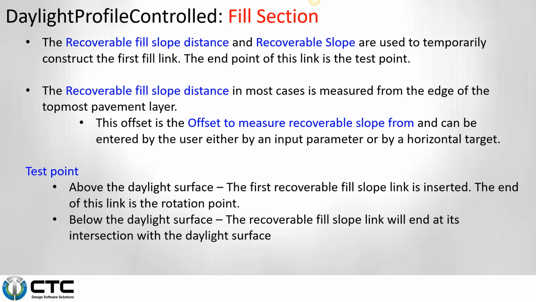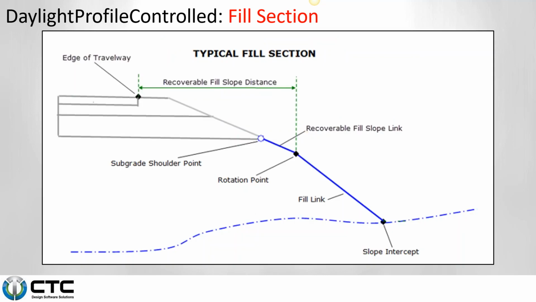And if the test point is above the daylight surface, that first recoverable fill slope link is inserted. The end of this link is the rotation point. If it is below the daylight surface, that recoverable fill slope link will end at its intersection with the daylight surface. So this is a typical fill section where it came in and it found the recoverable fill slope distance, and it either stopped at the rotation point or it continued on with the fill length.